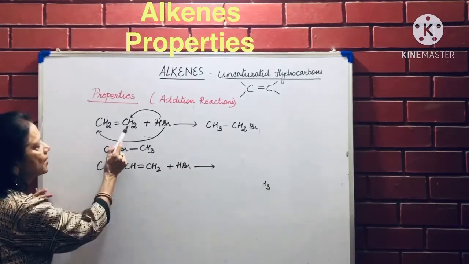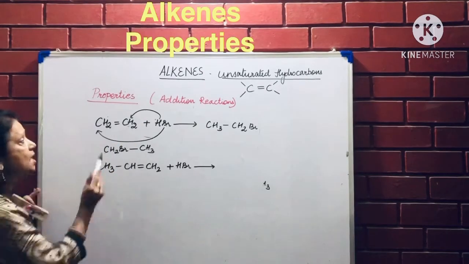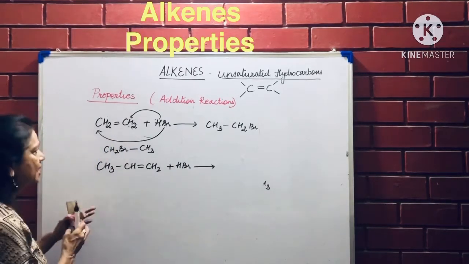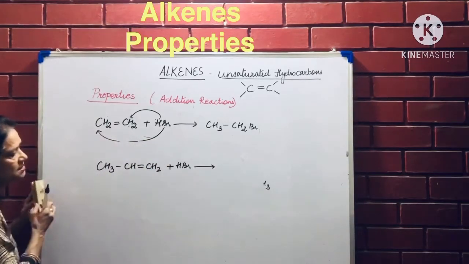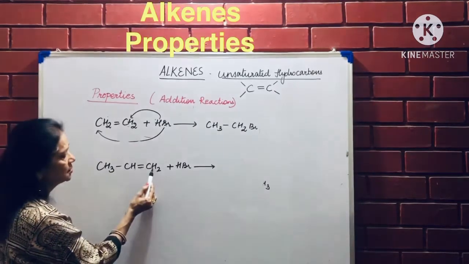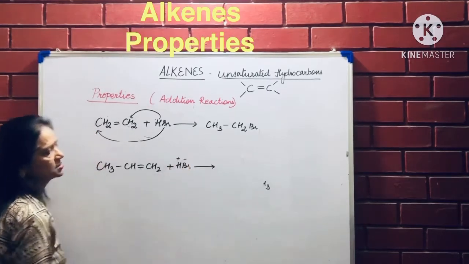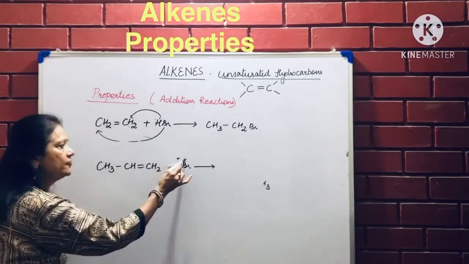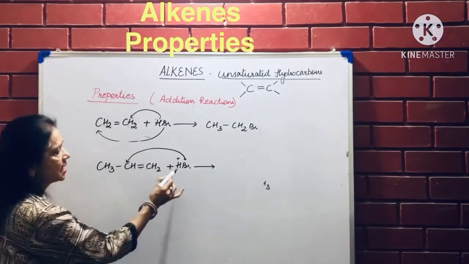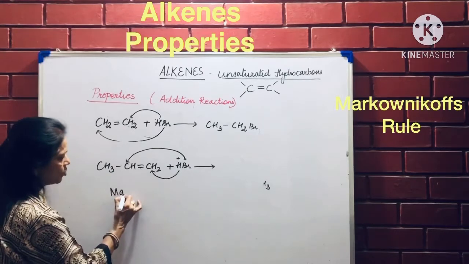So when the compound is a symmetrical compound, that is it has the same number of hydrogen atoms against a double bond, it does not matter where you attach what. But if you have a compound like this where double bond is present here, this C contains only one hydrogen, this C contains two hydrogens. Then you will divide this compound into positive and negative. And negative will attach to that carbon atom which has less hydrogens and hydrogen will come here, right? And this is called Markovnikov's rule.